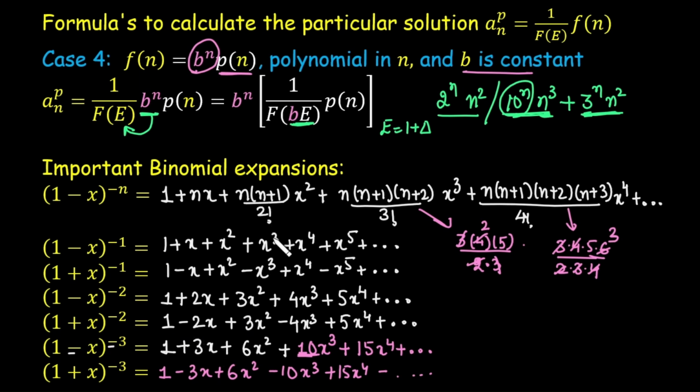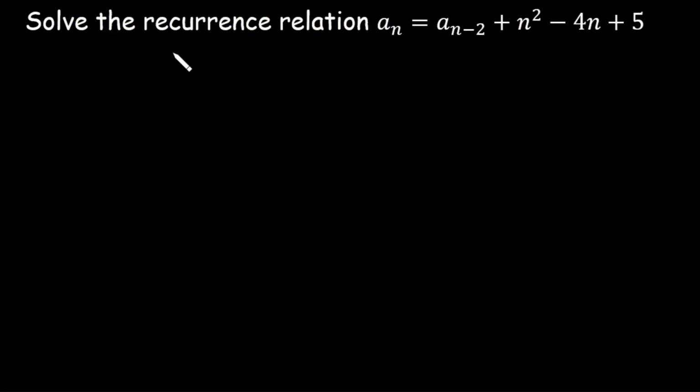Now let's understand these cases with the help of examples. Here we have the first question, where we need to solve this recurrence relation. In this recurrence relation, we have the polynomial form as a non-homogeneous function, that is n square minus 4n plus 5. The first step is the same: take all the sequential terms on one side. So from here we can write a_n minus a_(n minus 2) is equal to n square minus 4n plus 5.